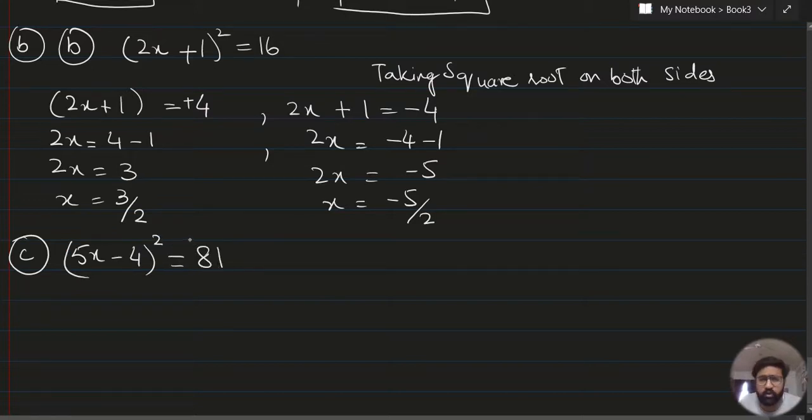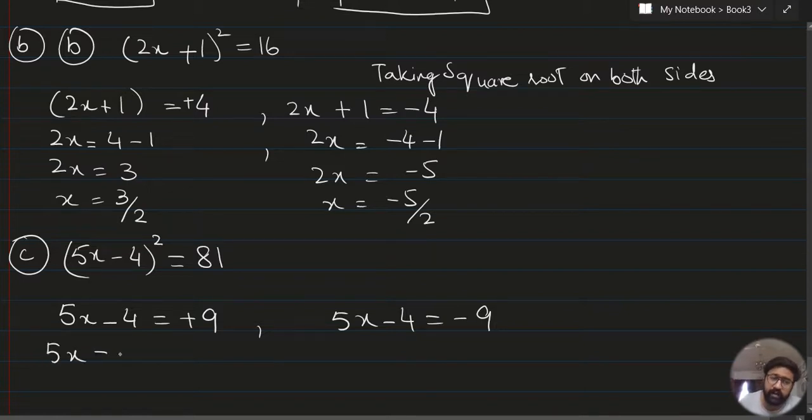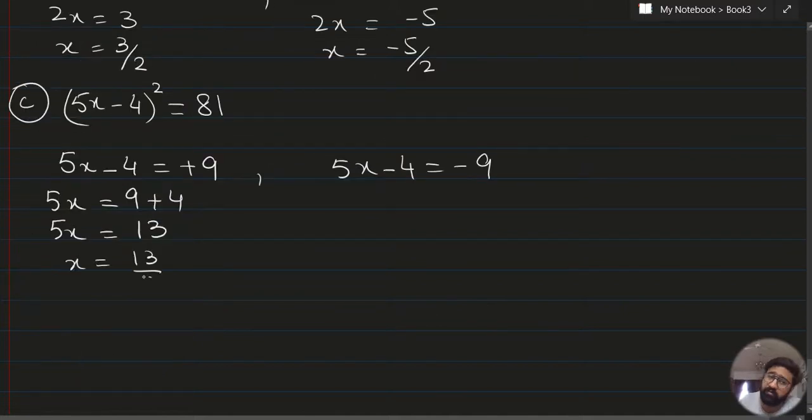So again, the square root on both sides, I'm not mentioning it again. So square root on both sides, we will be getting 5x minus 4 is equal to plus 9, and 5x minus 4 is equal to minus 9, because the square root of 81 is 9. So 5x minus 4, we are going to just collect the like terms, 9 plus 4. So 5x is equal to 13, and we will be having the value of x from here as 13 by 5.